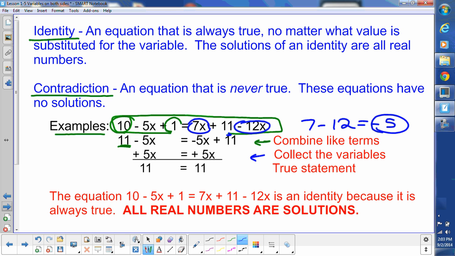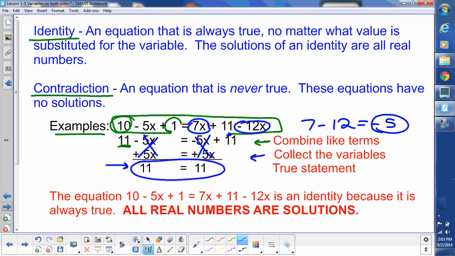Well, here's a minus 5x. There's a minus 5x. Well, I'm going to add 5x to each side. But when that happens, I have no variables left. And I'm left with the statement 11 equals 11. 11 equals 11 is a true statement. It's always true. 11 will always equal 11.